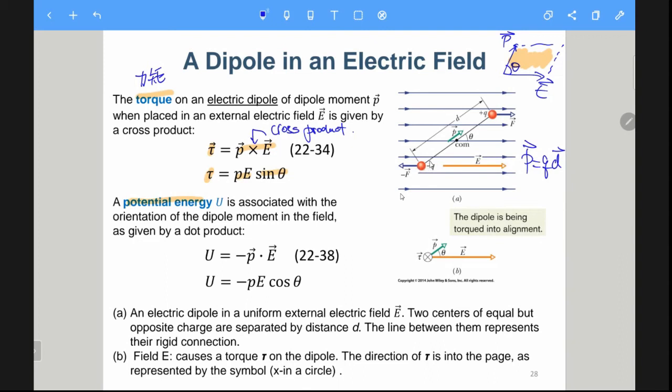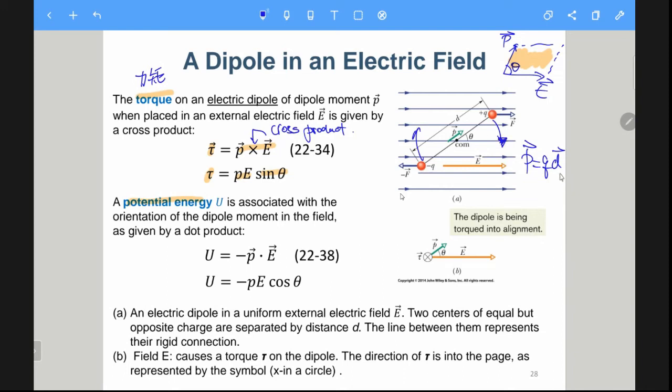In this case, you imagine there is some bond holding these two charges, so it cannot really move. It's just like a rod. If you try to pull this end to the right side and pull this end to the left side, then this thing will try to rotate. Yeah, something like that.